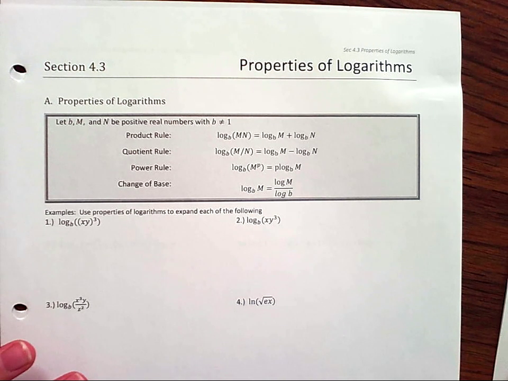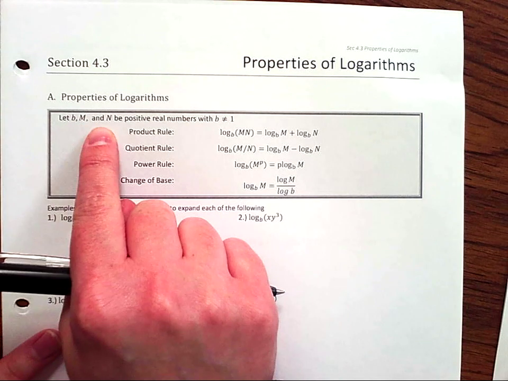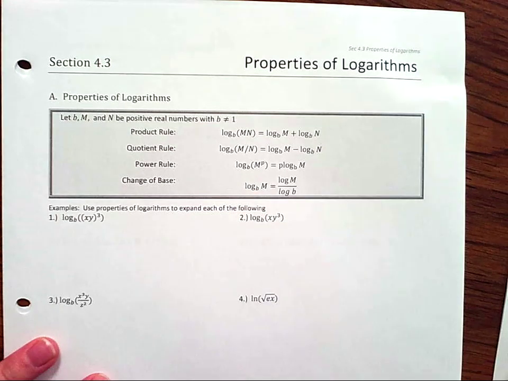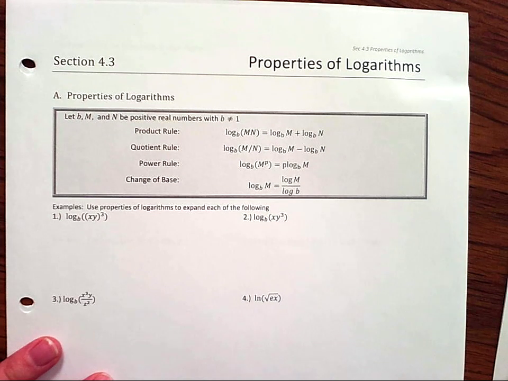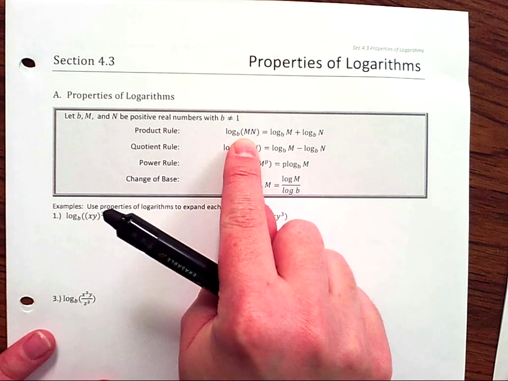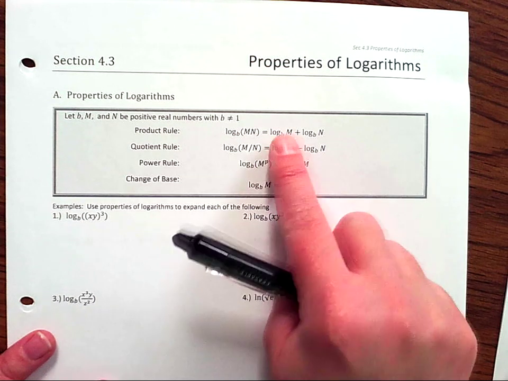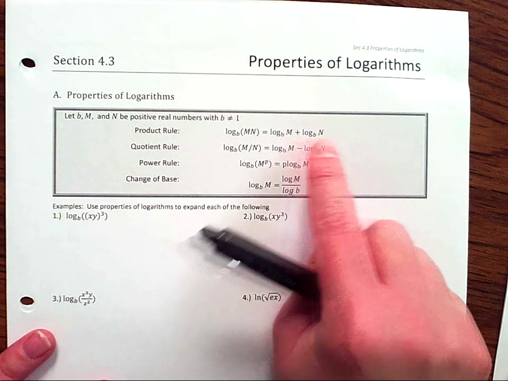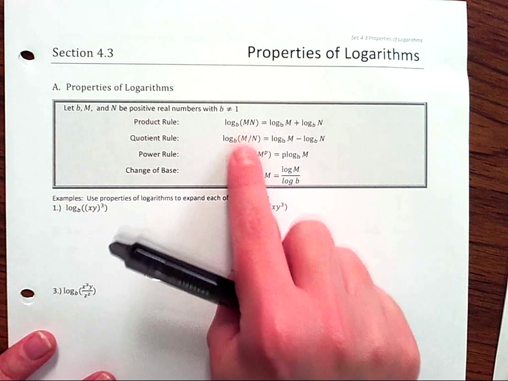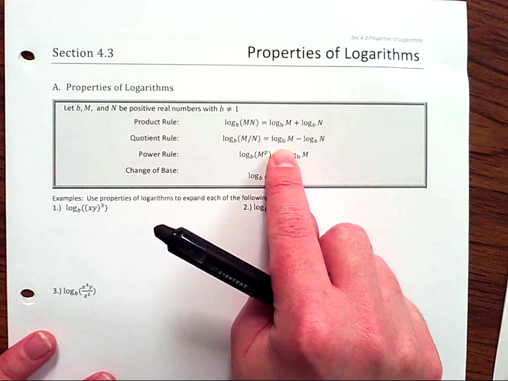Okay? So now let's talk about properties of logarithms. Let b, m, and n be positive real numbers with b not equal to 1. b cannot equal 1 because of the definition of logs that we just did in the previous section, right? So I have the product rule, log base b of m times n. I have multiplication inside of the logarithmic function, and then I can change that to addition of logs. Quotient rule: if I have division inside the logarithmic function, then that equals subtraction of logs.